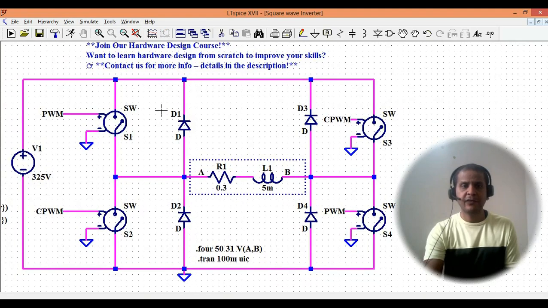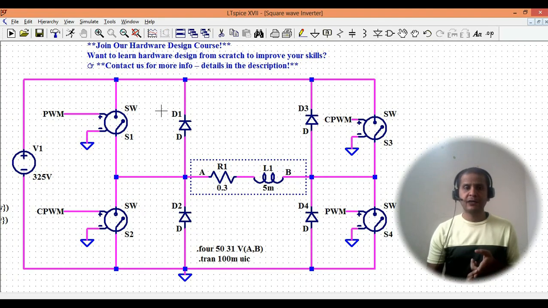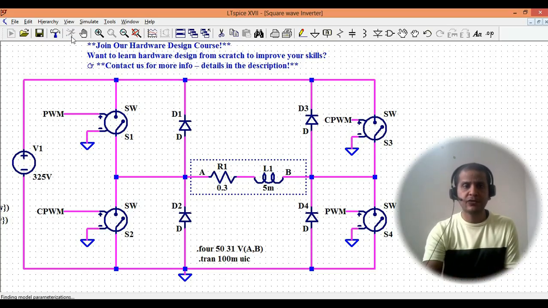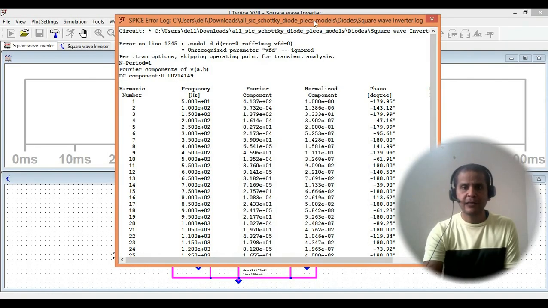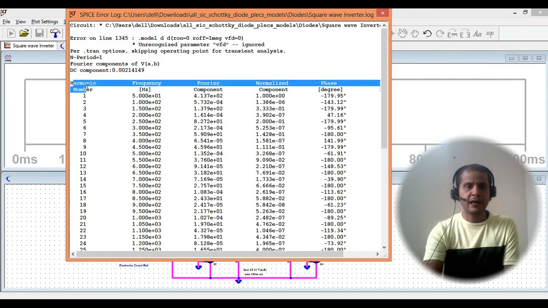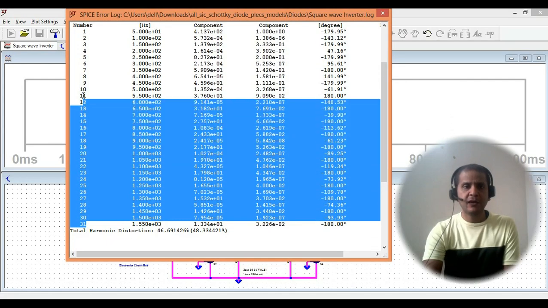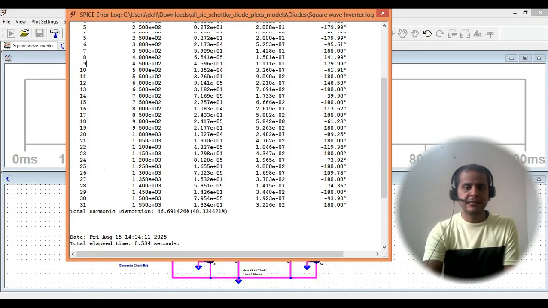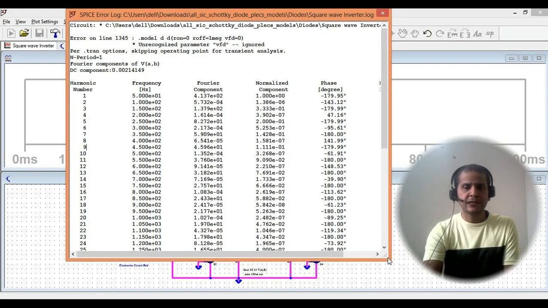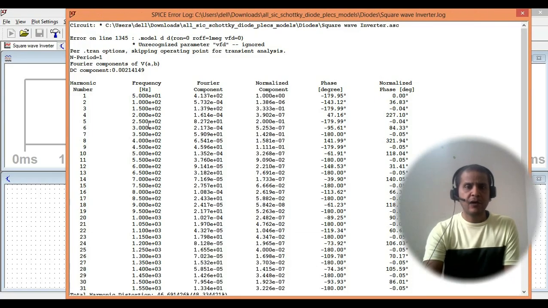What is FFT? Let me show you first the Fourier transform, that is the total harmonic distortion. If you look at this table, we have the harmonic number, and I am measuring the THD up to the 31st harmonic. Ideally by default it is up to the 9th harmonic, but what I see here is it is up to the 31st harmonic. And what you can see here is your harmonic 1 is the odd harmonic, okay, and your harmonic 2 is the even harmonic.